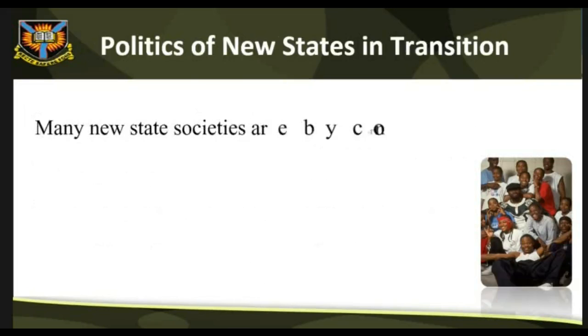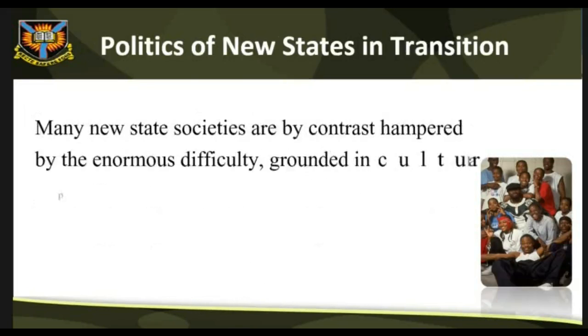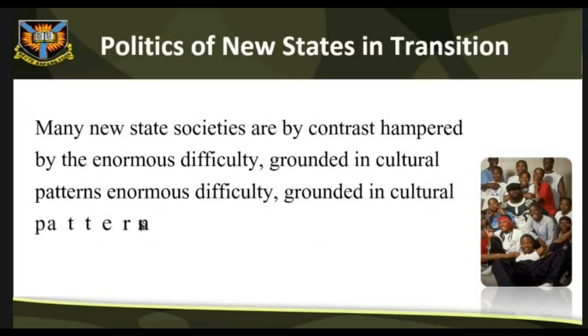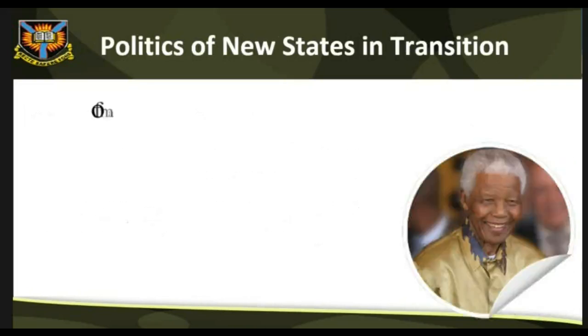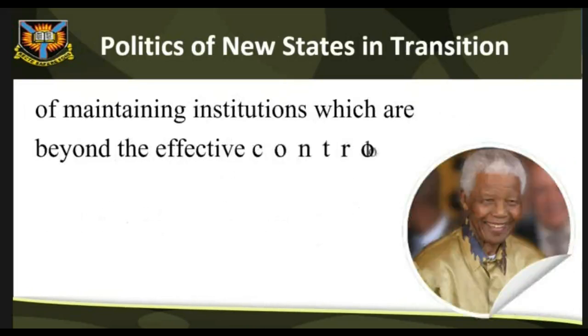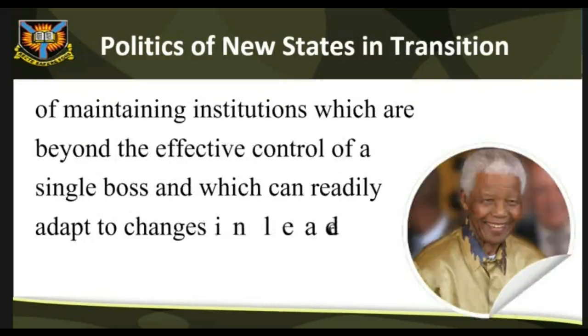Many new state societies are, by contrast, hampered by the enormous difficulty, grounded in cultural patterns appropriate to small-scale subsistence societies, of maintaining institutions which are beyond the effective control of a single boss and which can readily adapt to changes in leadership. Since the largest organization in most third world states is government, this difficulty is especially clear in the maintenance of an effective bureaucracy. The problem is presented in its starkest form when the army seizes power and an essentially bureaucratic organization becomes directly responsible for the political management of the state.